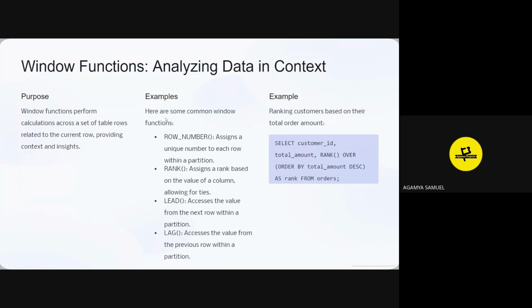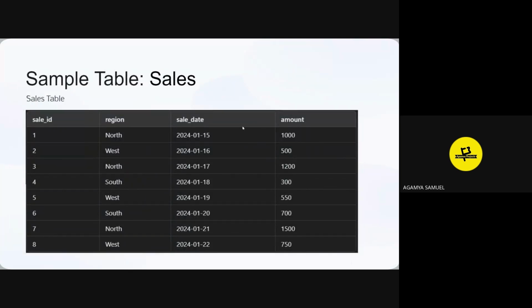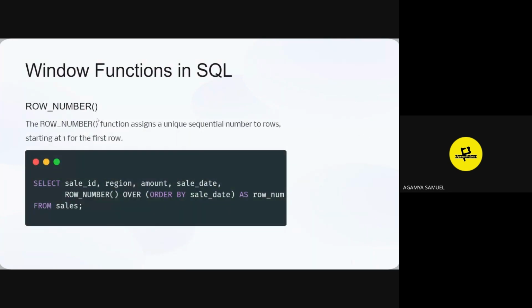There are various functions which we use in window functions. For example, there is row number, then there is rank, then there's the lead function, and the lag function. So this is the sample table which we'll be using for the queries. The first one is row number. Row number is basically used for providing a row number to individual rows.